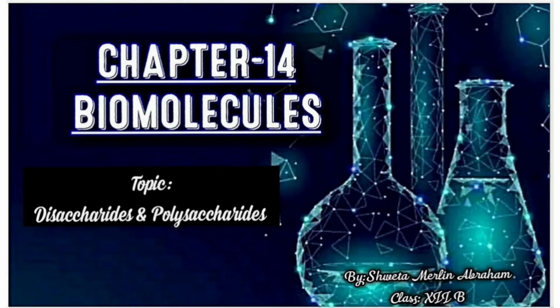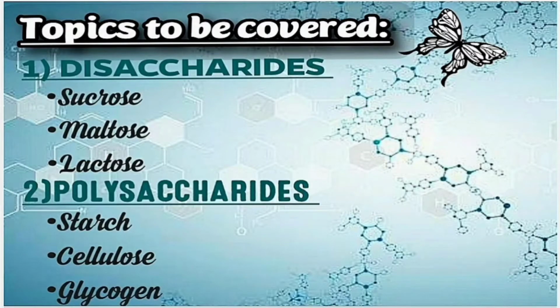Hello everyone. In this section we'll cover the topics disaccharides and polysaccharides from the chapter Biomolecules of chapter 14. The topics to be covered in this section include disaccharides and polysaccharides. The three examples of disaccharides are sucrose, maltose and lactose, and the three examples of polysaccharides are starch, cellulose and glycogen. So now let's see in detail about each one of them.